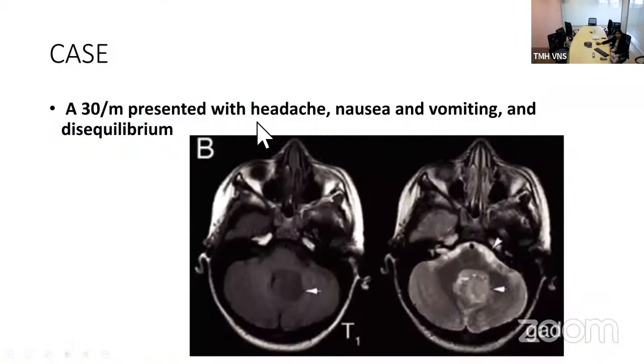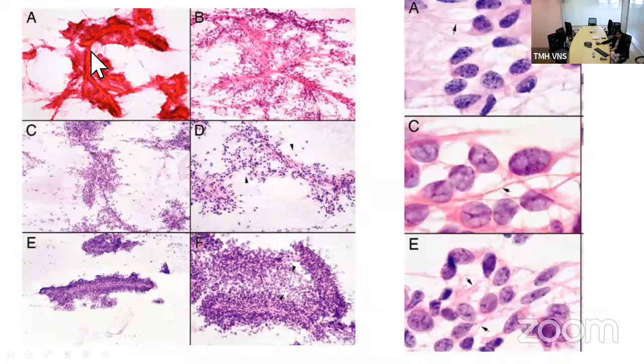Then a 30-year male presented with headache, nausea, and vomiting. Again, this is a posterior fossa lesion and showing some irregular contrast uptake. So this is showing increased blood vessel proliferation, and tumor cells are again clinging to these blood vessels. And the appearance is that of a salt and pepper chromatin. So this is an ependymoma.